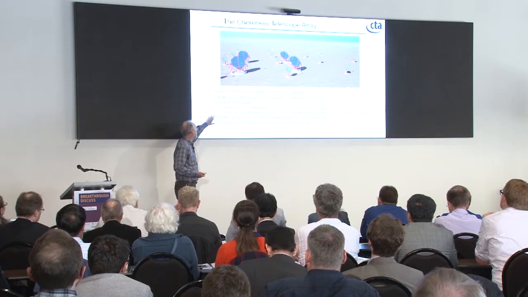And in the south, there would also be an array of small 4-meter class telescopes deployed over an area of greater than 3 square kilometers to really have a very large collection area at the highest energies. Construction is planned to begin this year and will probably continue through about 2023.